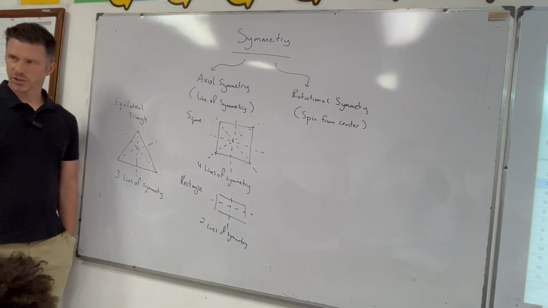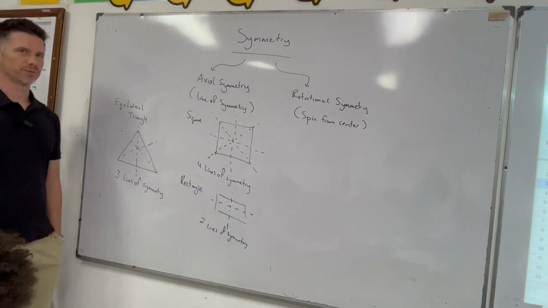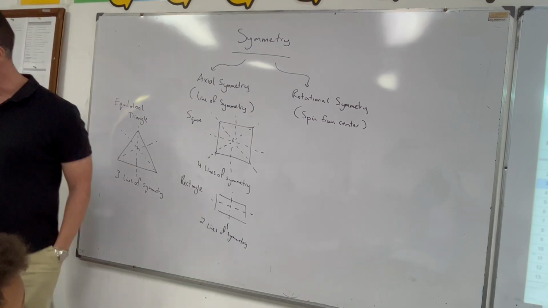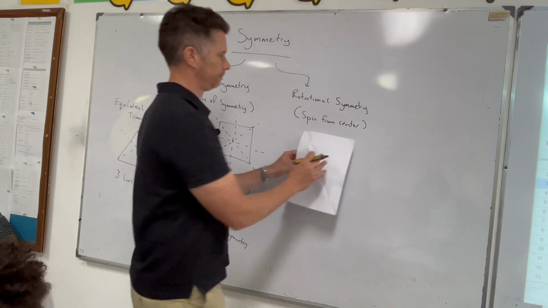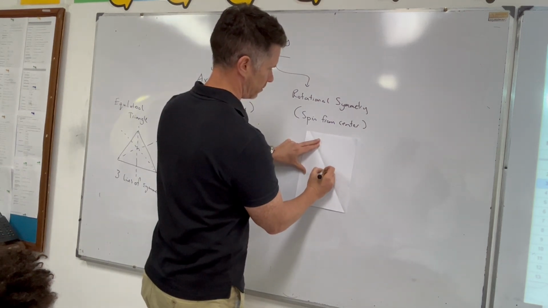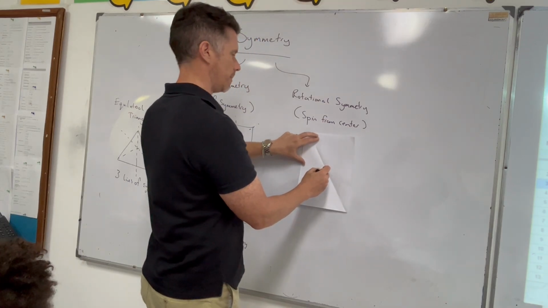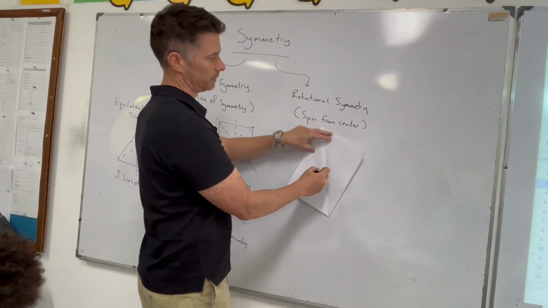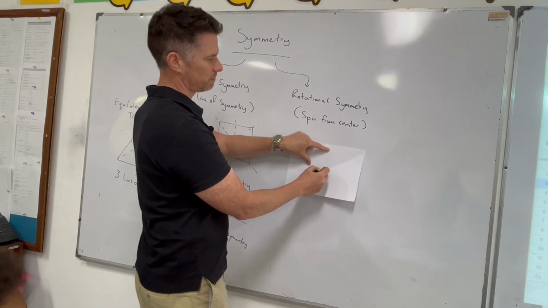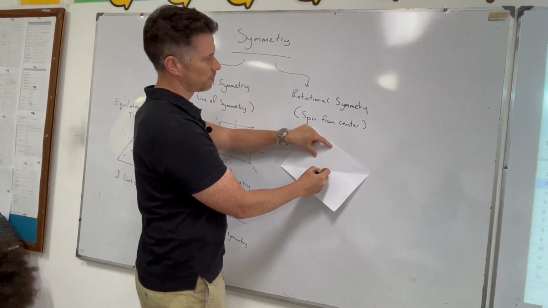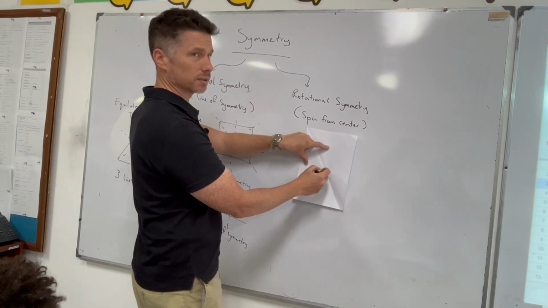Let's talk about rotational symmetry then. Spin a shape from center. What does that mean? Here is the center of this shape. If I spin it, how many times does it look the same? Doesn't look the same yet. Is this the same? No, it's sideways, isn't it? Spin it around, get to 180 degrees upside down. Is that the same? That's the same.